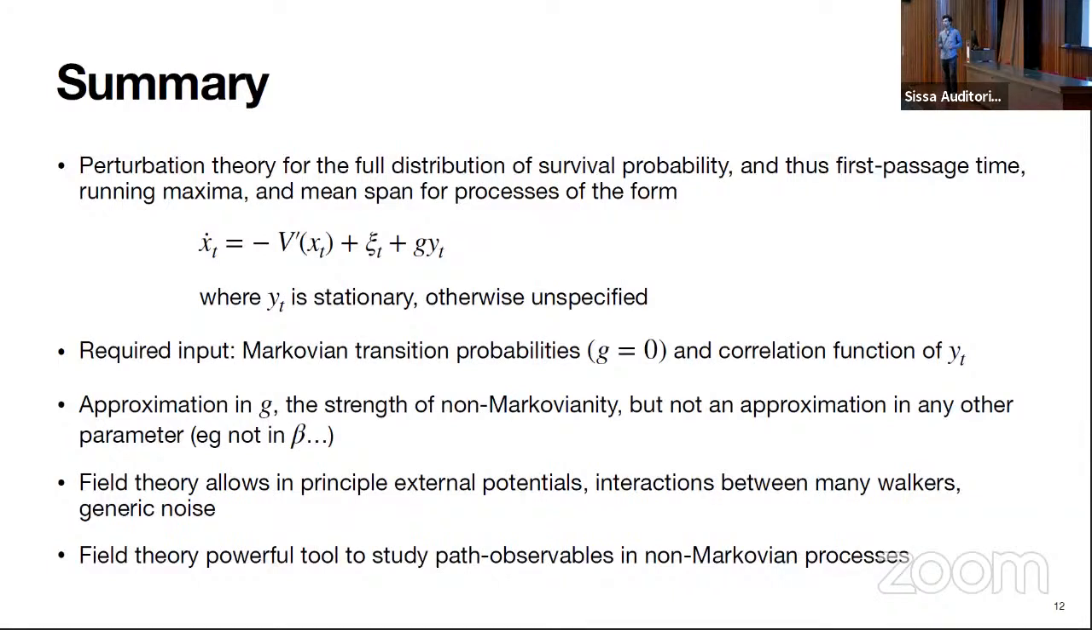And what comes out of this procedure is a recipe where you put in the Markovian transition probabilities and the moments of y of t, and out comes the nth order correction of the visit probability, and as a consequence, of a variety of other extreme events. Because it's a field theory, we're not constrained in the things that we want to perturb around. So we could, for example, also look at interactions. What is the first passage time of n interacting Brownian walkers subject to self-correlated noise? All of this is possible. It's a modular theory, so you can just plug in the interactions you like.